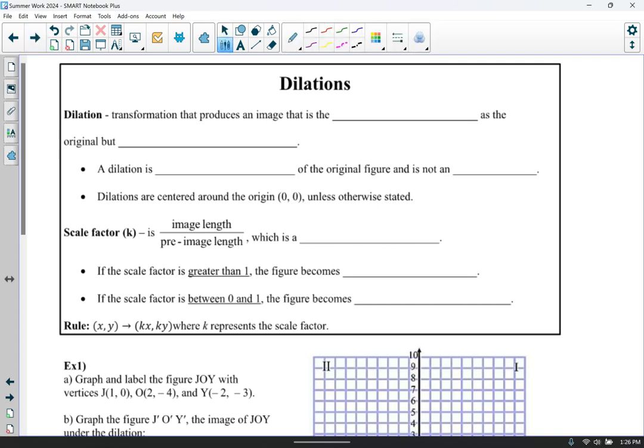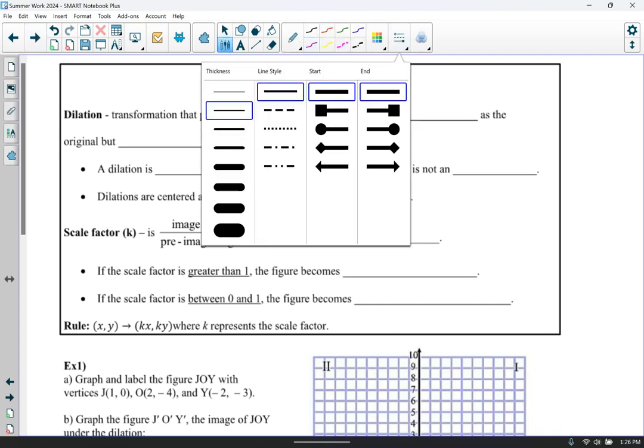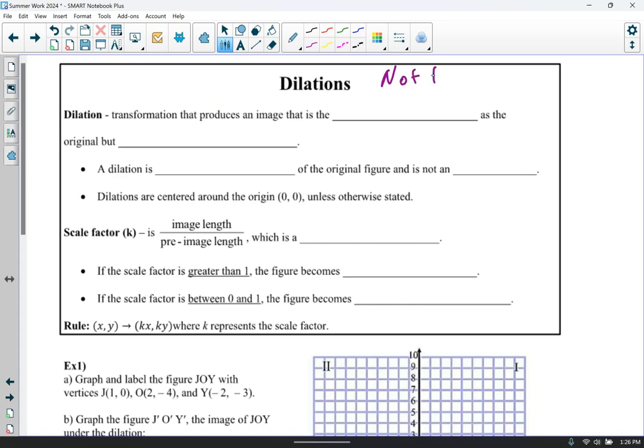And the first thing to really make sure we understand is the fact that dilations are not isometries or rigid motions because it's changing the size of a figure. Okay, so dilation is a transformation that produces an image that is the same shape as the original, but it is a different size. So it'll either be smaller or bigger. Okay. So a dilation is a scaling of the original and is not an isometry.